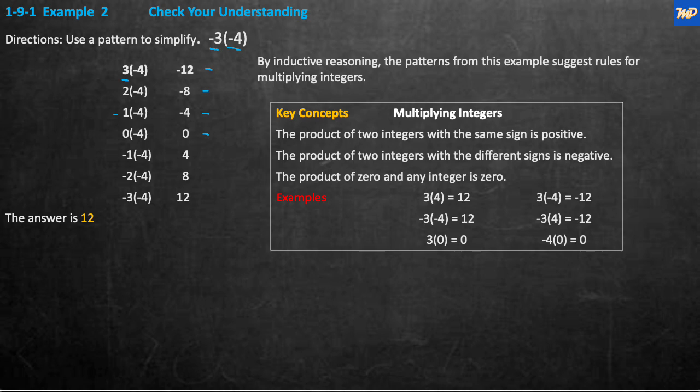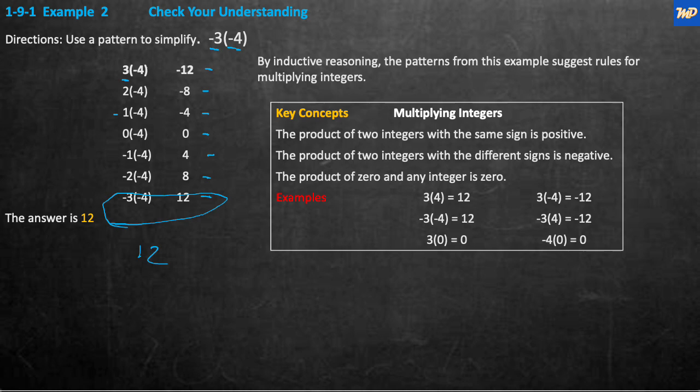Now positive 4. Negative 1 times negative 4 is positive 4. Negative 2 times negative 4 is positive 8. Negative 3 times negative 4 is positive 12. So the answer to our problem, negative 3 times negative 4, is right here, 12.